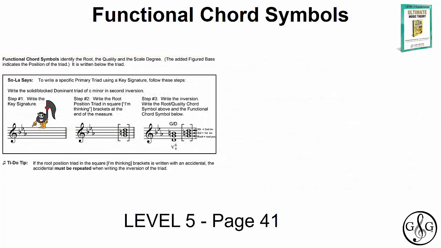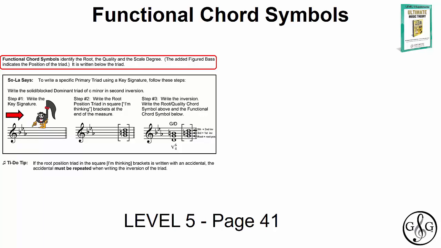Functional chord symbols identify the root, the quality, and the scale degree. And then the added figured bass indicates the position of the triad. Now remember, what's new is that we are indicating inversions, and the functional chord symbols are written below the triad. So in Level 4 on page 41, it says to follow these three steps to write a triad.